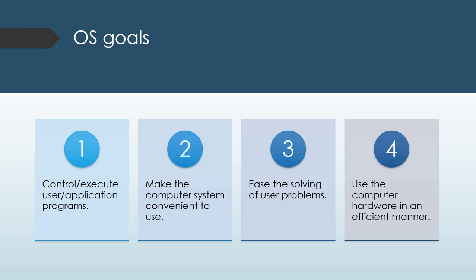The first thing, we control, or otherwise we can say execute, the user or application programs. That is the user side. The second thing, it makes the computer system convenient to use. And the third thing, it helps us solve the user's problems, and it uses the computer hardware in an efficient manner. So these are the most primary goals of the operating system.